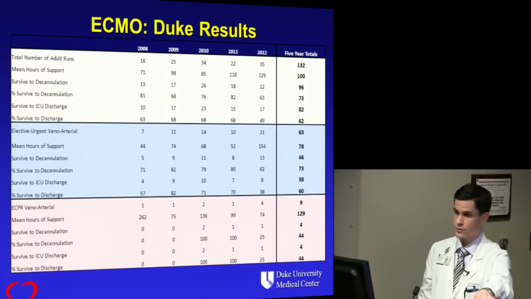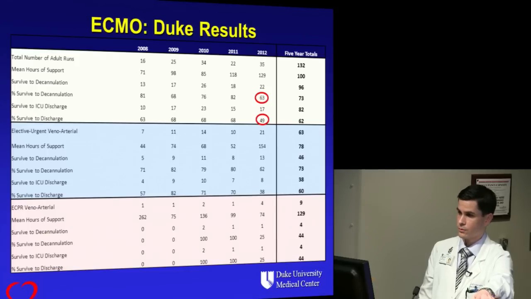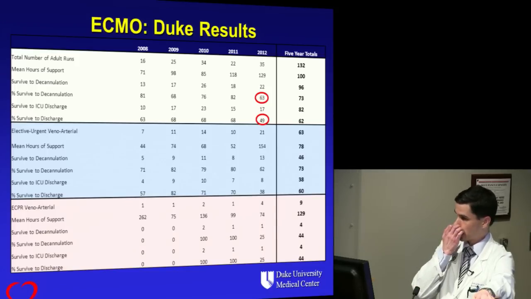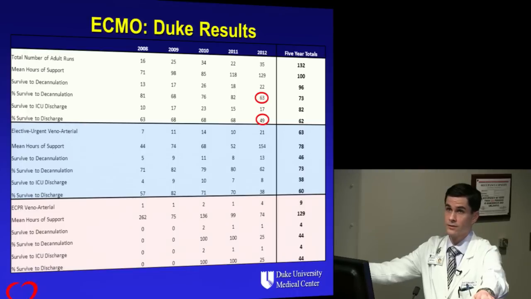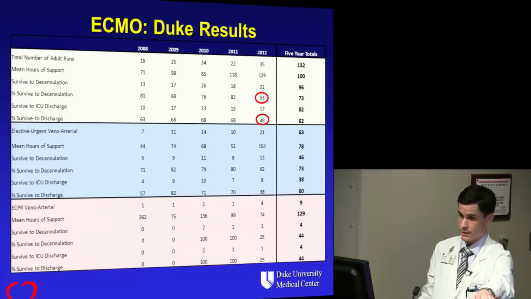This is fairly similar to our Duke data. This is somewhat incomplete, and we have relatively low numbers. But if you look at all comers, survival to decannulation was 63% and survival to discharge was 49%. But you have to remember that we have a large lung transplant population. A number of these patients were put on ECMO either prior to or after their transplantation, and their survival is higher than somebody who was put on ECMO for a code.